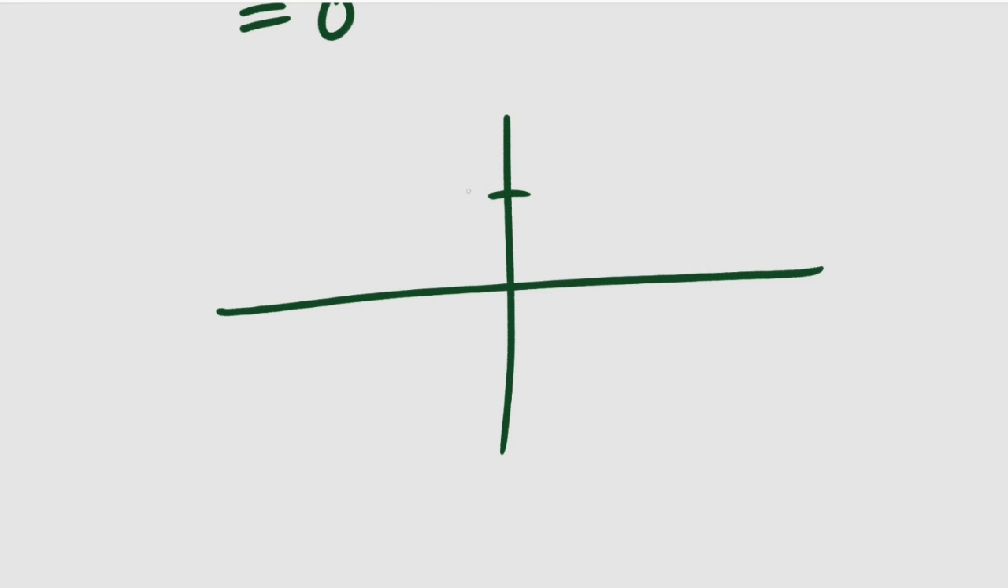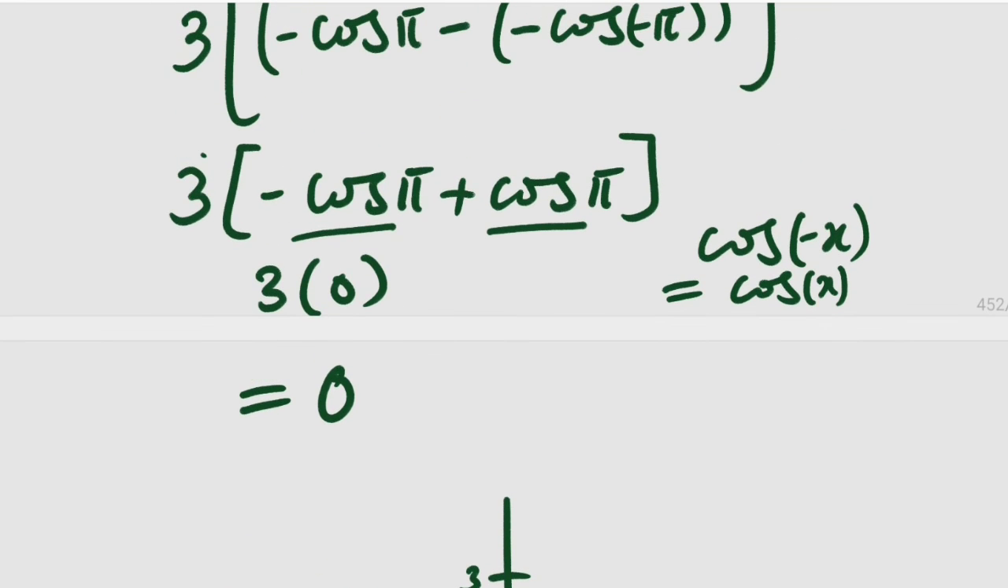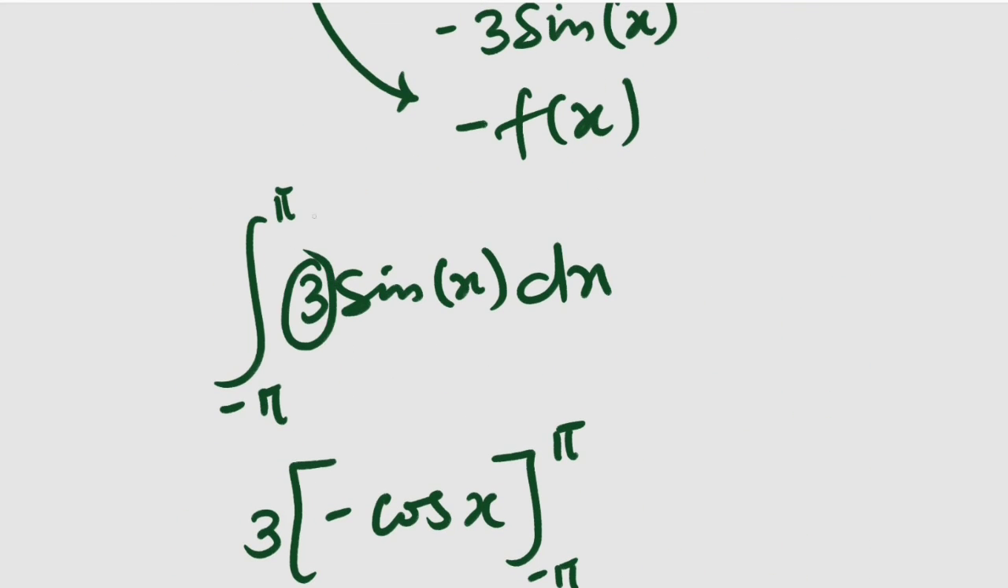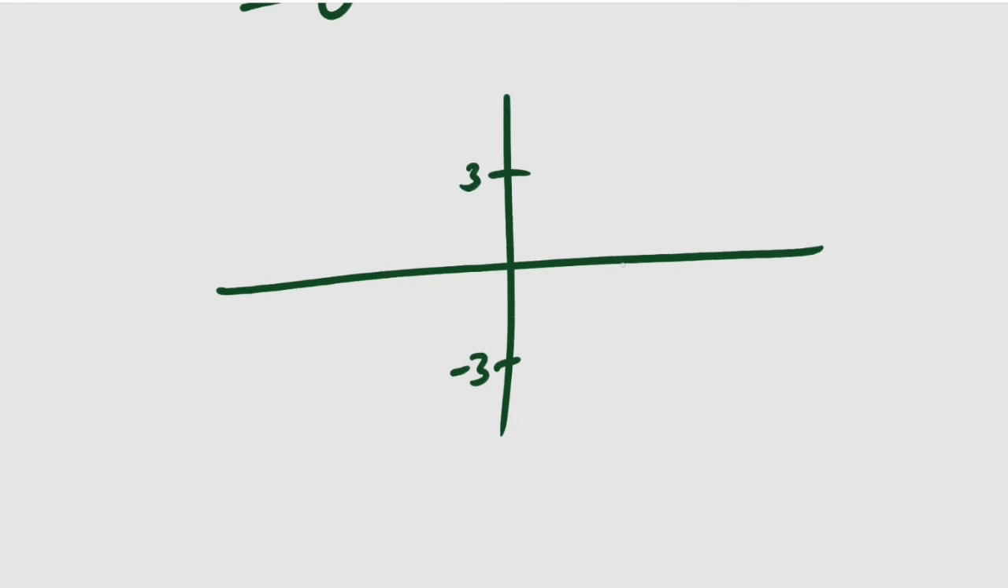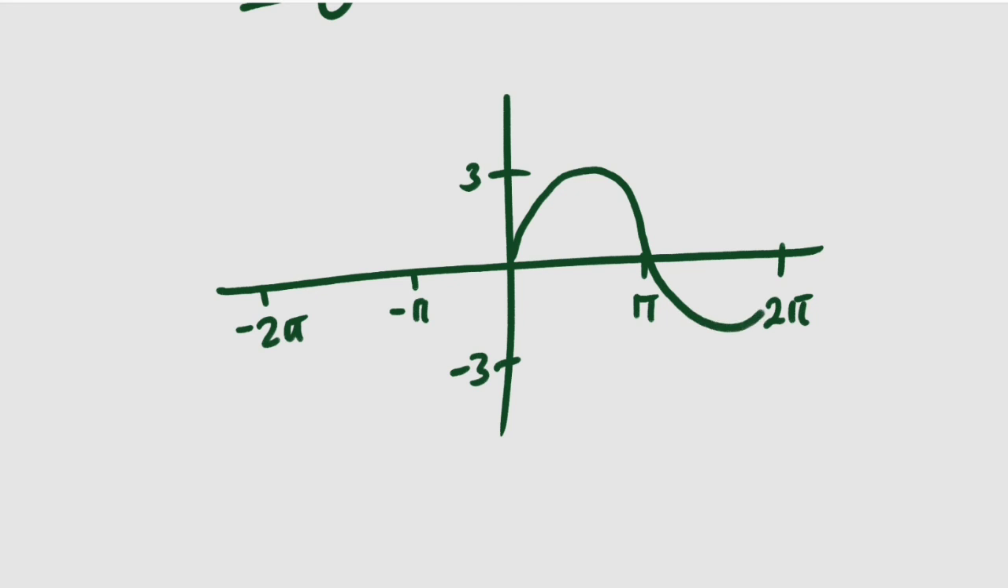The amplitude is 3 because you can see the function is multiplied by 3. Therefore, it will go up to height 3 and down to negative 3. We have pi here. We have 2 pi here. We have negative pi here. We have negative 2 pi here. So the function will go up like this, like this, like this, like this. Let me shift this one a little bit to the back.